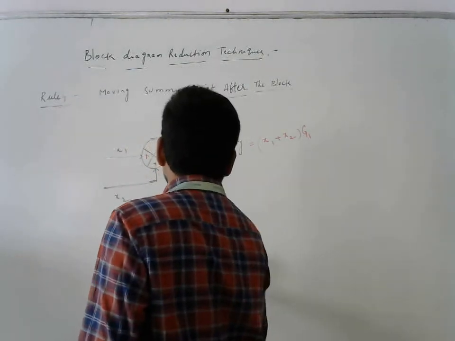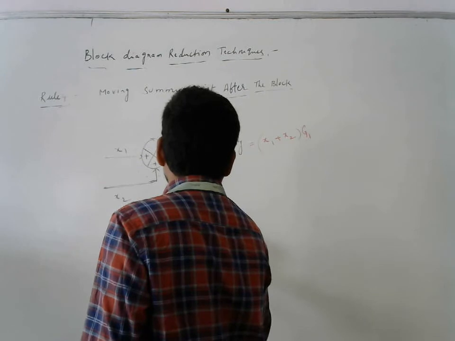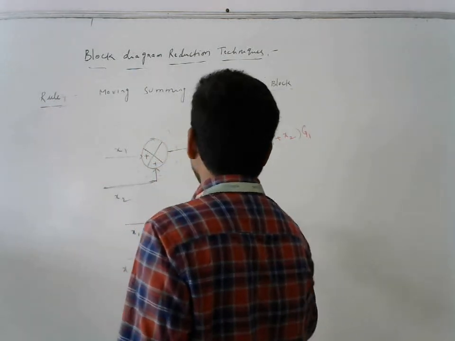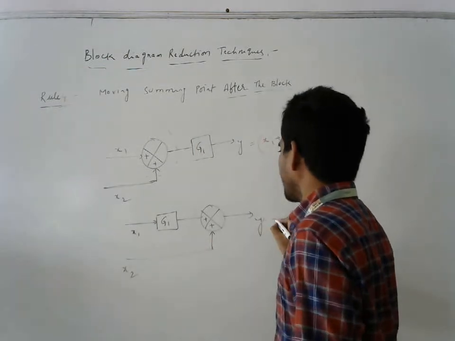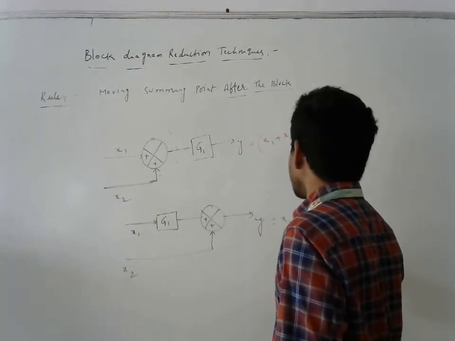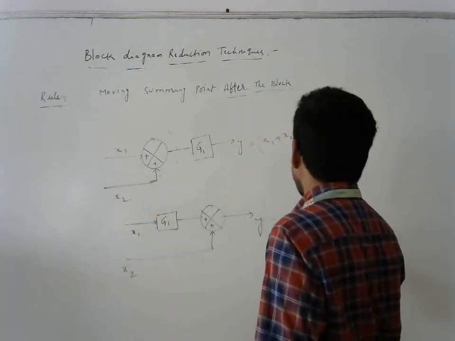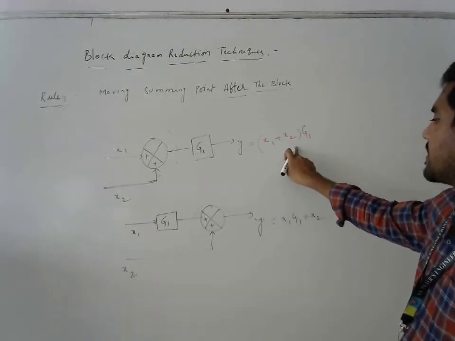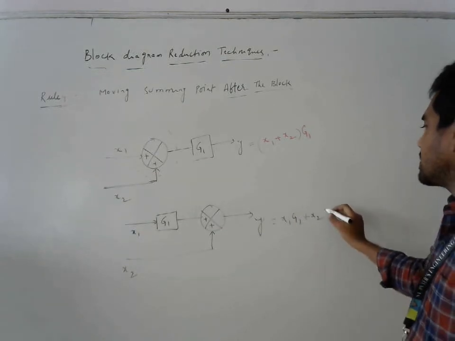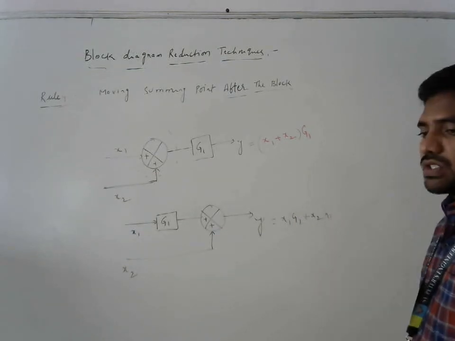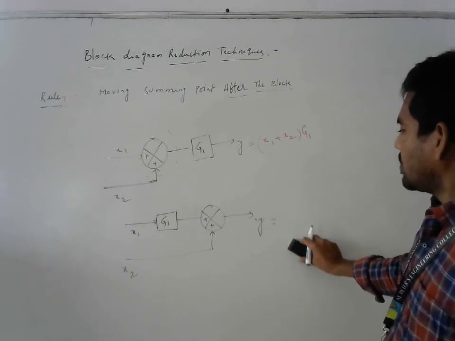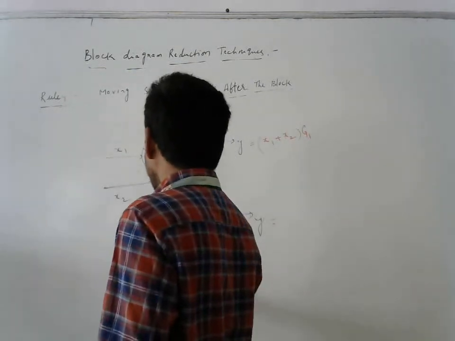Now what are we going to get here? x2. What is the output we are getting with the summing point after the block? x1 G1 plus x2 only. But what is our output? x1 plus x2 into G1. What is missing here? G1. So the x2 will be multiplied with what? G1. So you need to add a block like this.